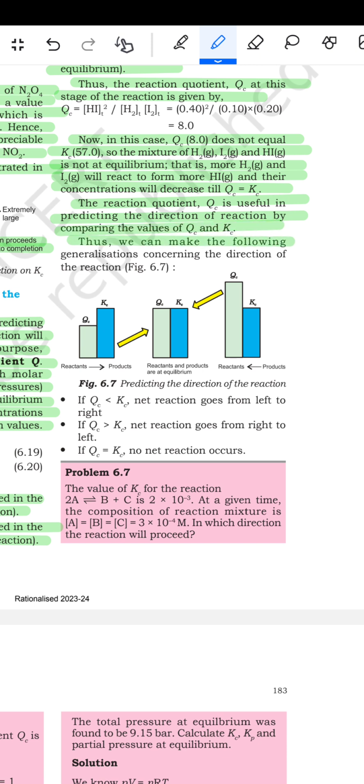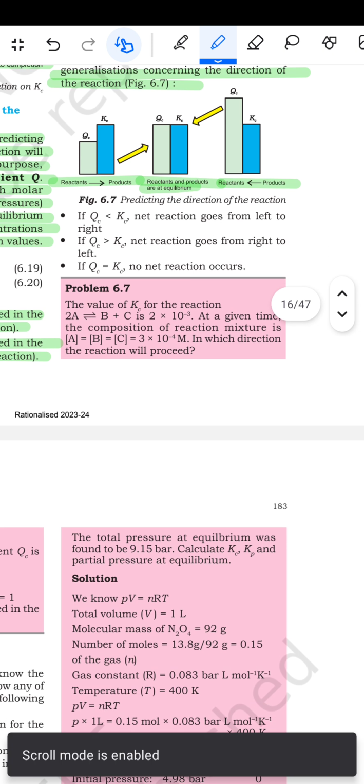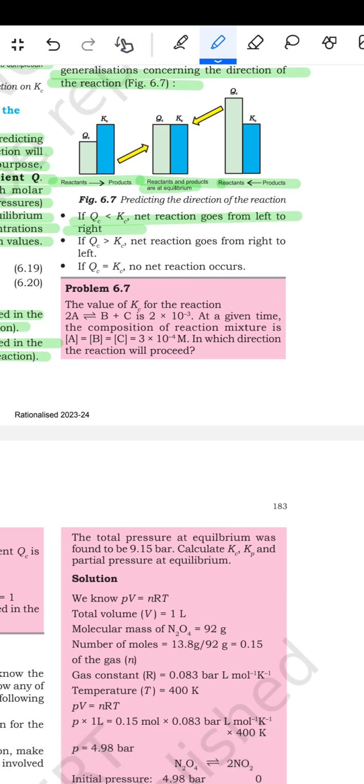Thus we can make the following generalization concerning the direction of the reaction. कि अगर Qc है जो लेस देन Kc है तो फॉरवर्ड डायरेक्शन में जाएगा. Qc इक्वल टू Kc है तो रिएक्टेंट्स एंड प्रोडक्ट्स है जो इक्विलिब्रियम पर होगा. और अगर Qc ज़्यादा होगा Kc से तो मतलब बैकवर्ड डायरेक्शन में होगा रिएक्शन. तो इफ Qc लेस देन Kc है तो फॉरवर्ड डायरेक्शन में आएगा. इफ Qc ग्रेटर देन Kc है तो बैकवर्ड डायरेक्शन में जाएगा. और Qc इक्वल टू Kc है तो इक्विलिब्रियम पर होगा.